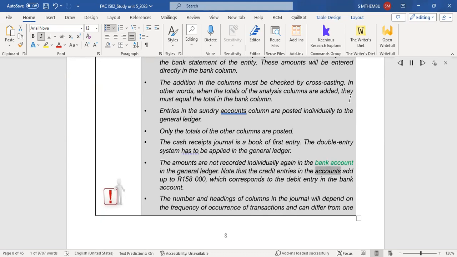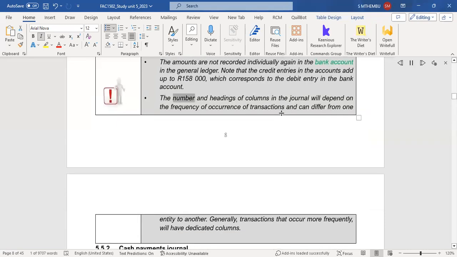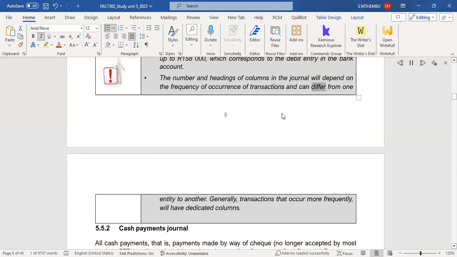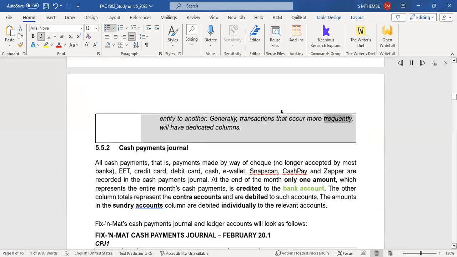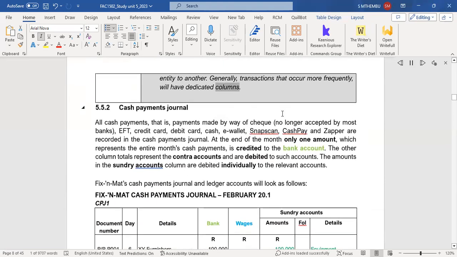Note that the credit entries in the accounts add up to our 158,000, which corresponds to the debit entry in the bank account. The number and headings of columns in the journal will depend on the frequency of occurrence of transactions and can differ from one entity to another. Generally, transactions that occur more frequently will have dedicated columns.